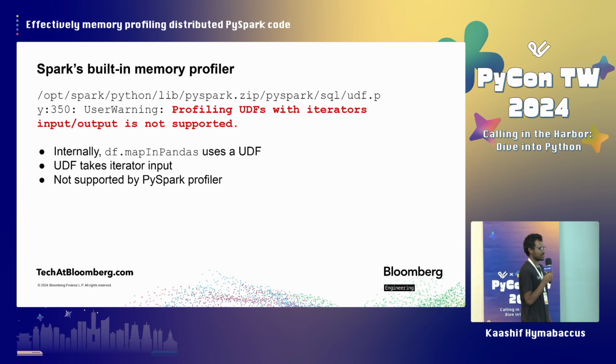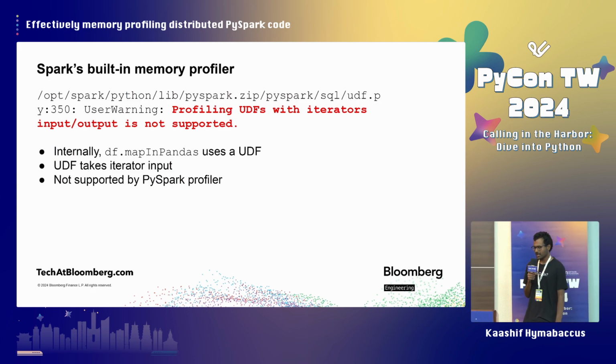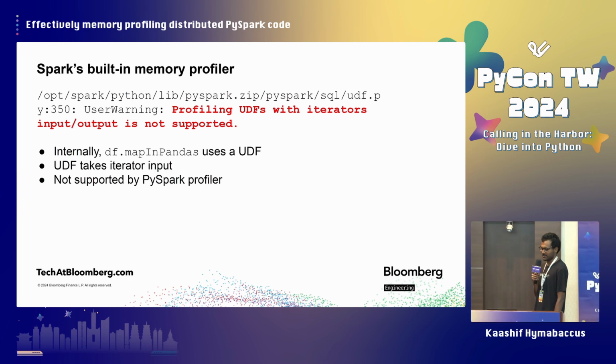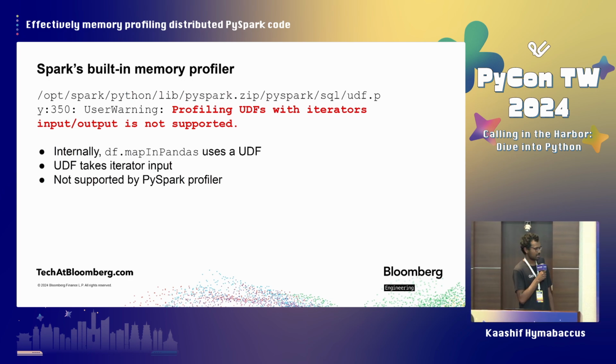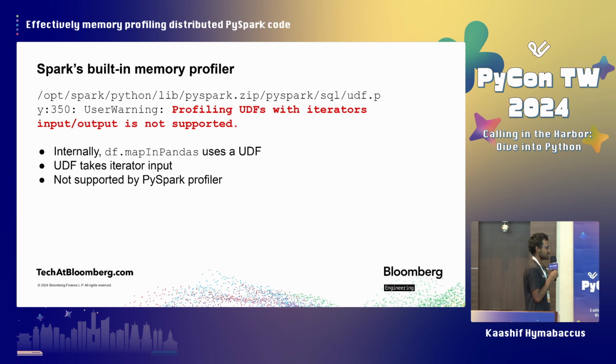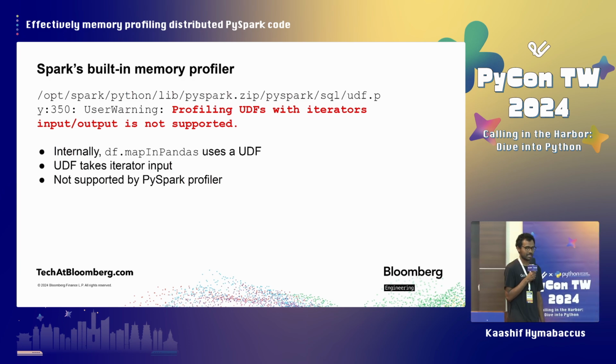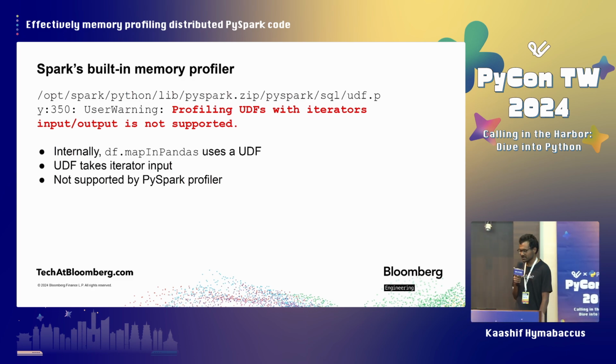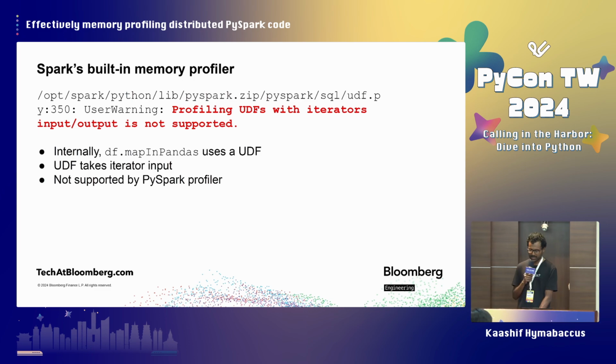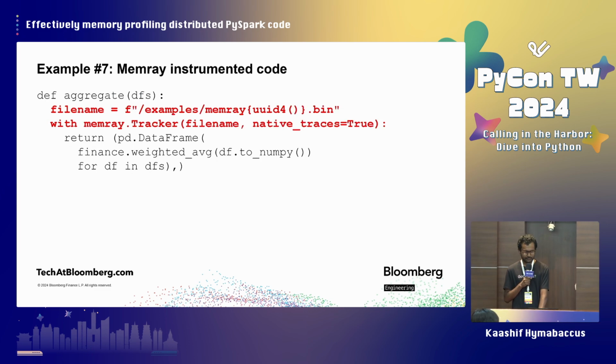So UDF stands for user-defined function. It doesn't support profiling UDFs with input and output being iterators. And map-in pandas uses a UDF, and we have iterators of data frames as input and output. So that's not supported. That's unfortunate. So we can still use Memray. We just have to do something a bit different.